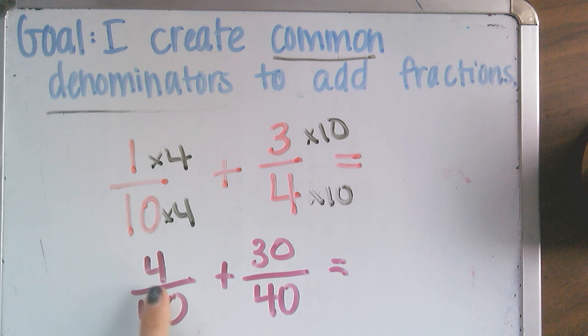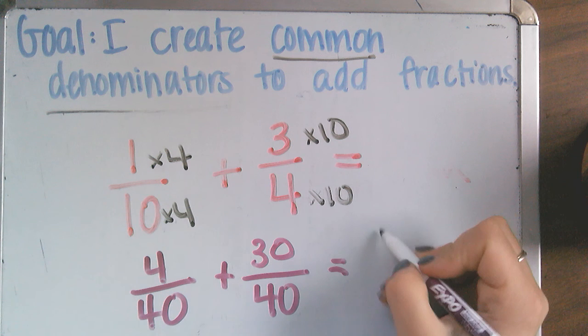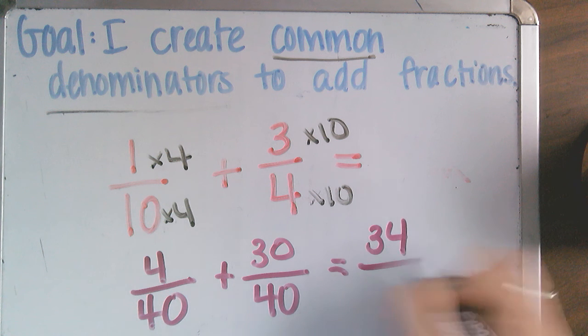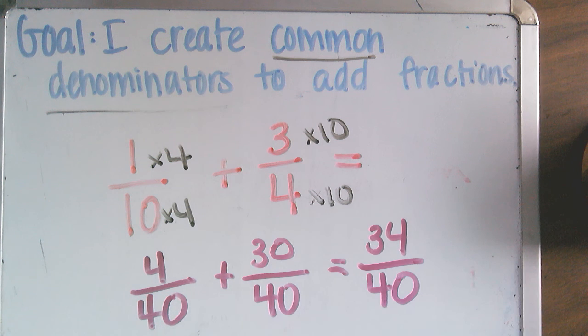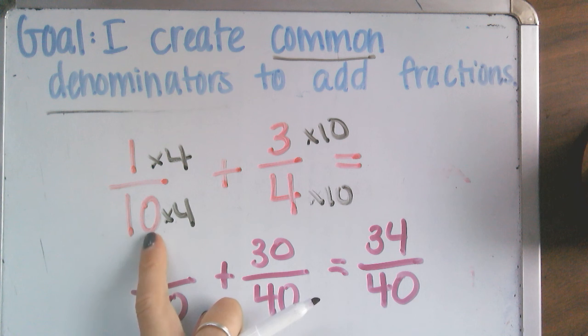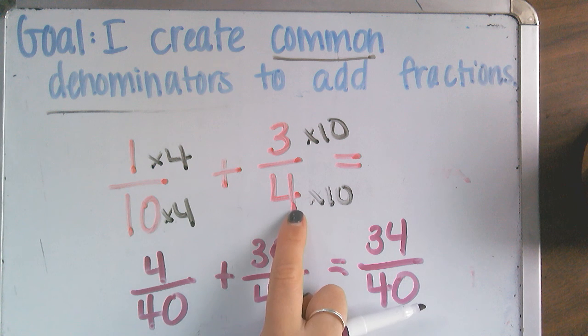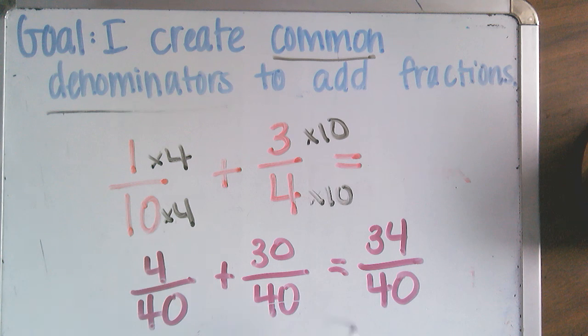So now I just need to add 4 plus 30, and 4 plus 30 is 34, and my denominator stays the same. So this is just a few more examples of what we have been doing this week. So if we multiply our fraction over here times the opposite denominator, and then over here also multiply our fraction over here by the opposite denominator, we end up with a common denominator. We end up with the same number as our denominator, and then we're able to add them that way. So this is just a quick, easy way to create common denominators so that we can add our fractions.